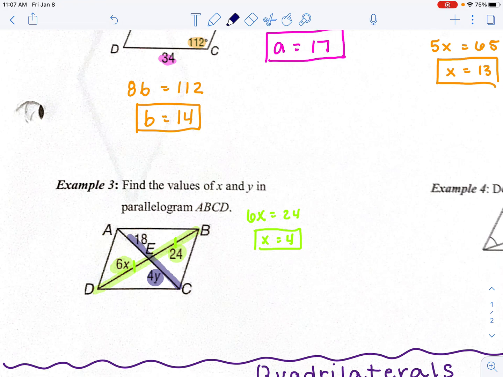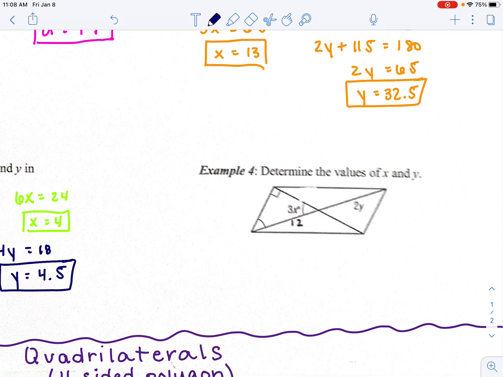Whereas this 4y is on diagonal AC, and 18 is on the diagonal. Since those are getting bisected, they would be equal to each other. So I'd have 4y equals 18. Divide both sides by 4, and I get y equals 4.5.